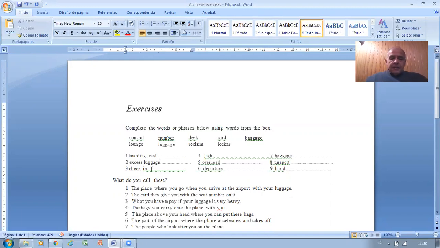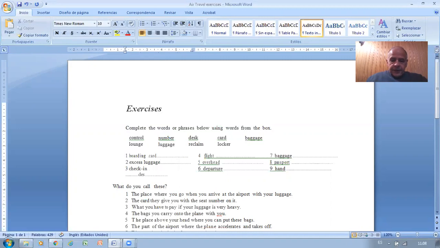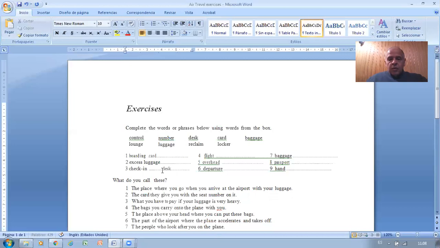Then you have the check-in desk. It's where you go when you arrive at the airport, and then you have to present your ticket to board the plane. The check-in desk is the counter in which you pass your ticket and they weigh your luggage, etc.